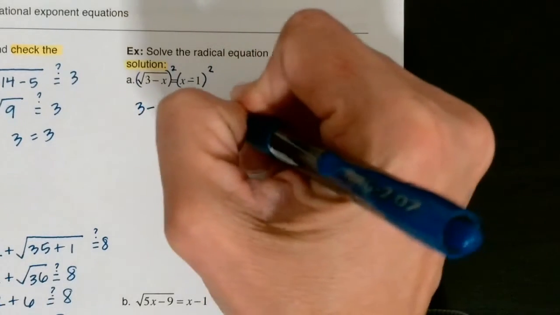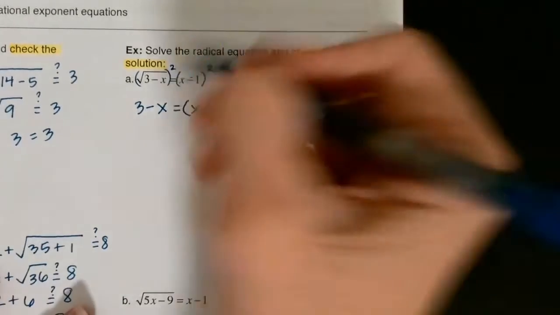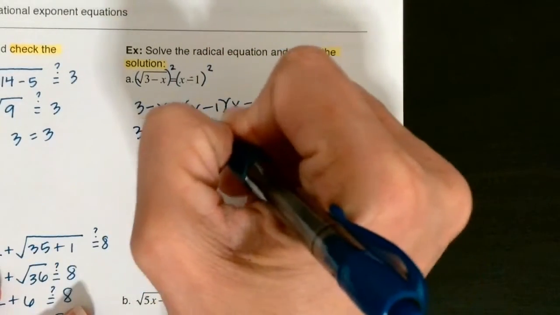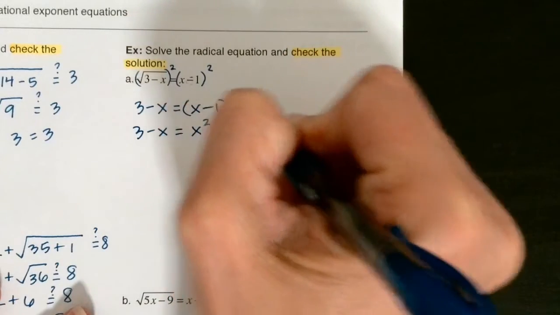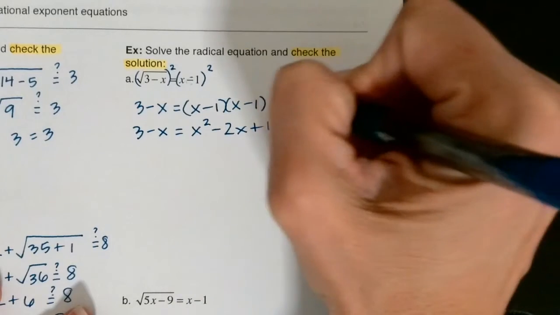What you have to do is FOIL it out. So you have to be really careful with these. So let's go ahead and FOIL it out. I'm going to get x squared minus 2x plus 1. So you can FOIL it out.